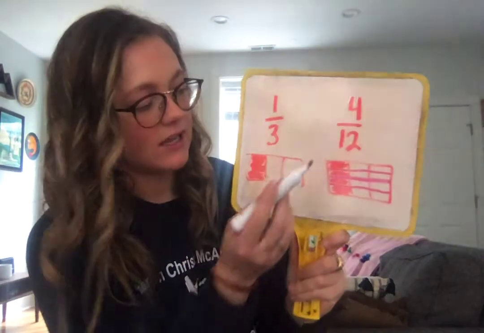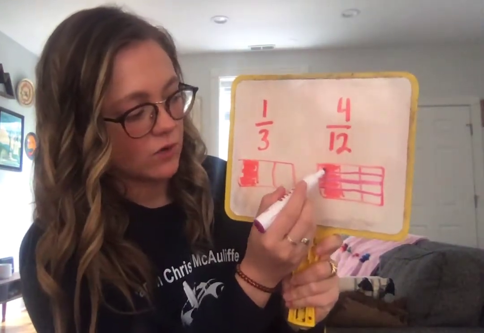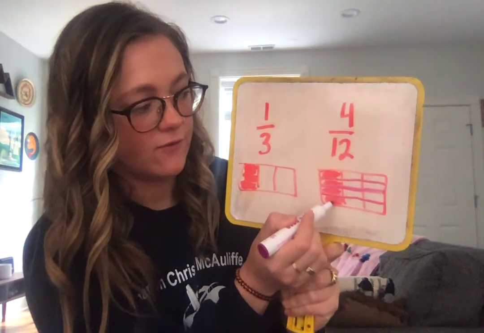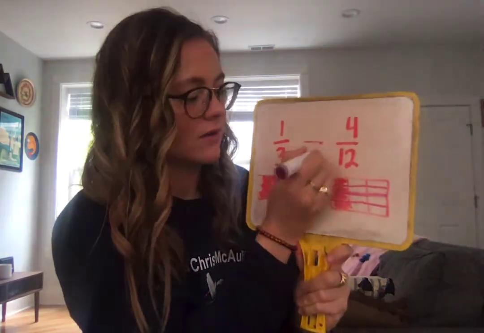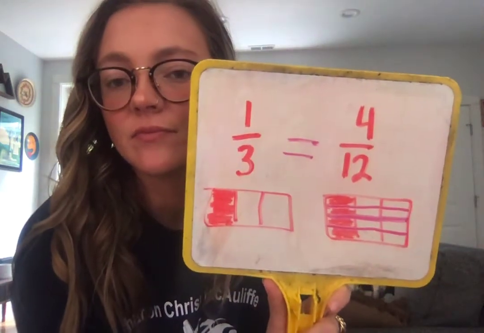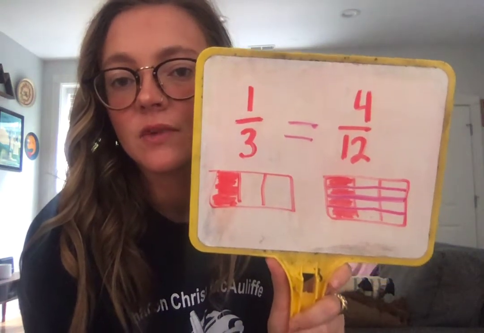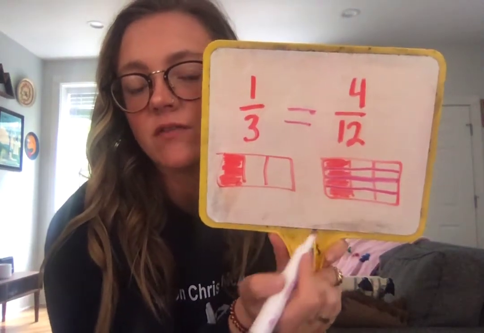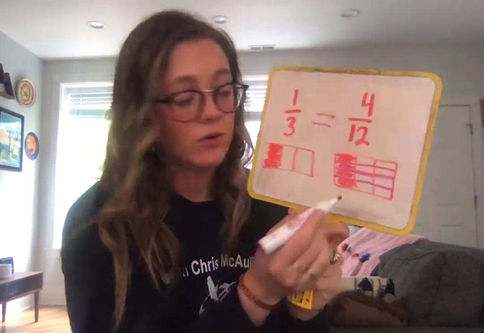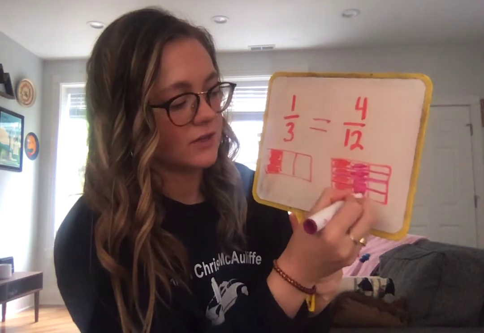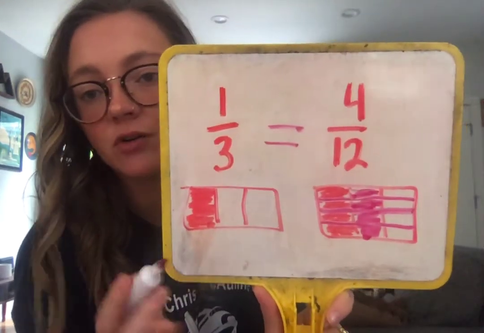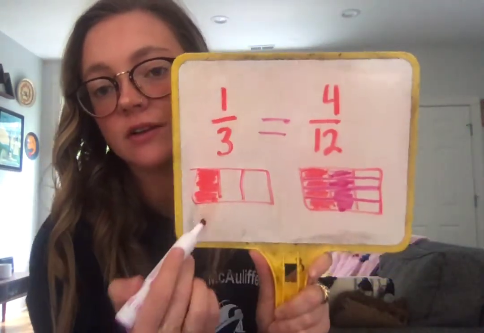And how many of my sections are colored in? 1, 2, 3, 4 out of 12. So these are equivalent, because I broke it up into 12 and 4 of them were colored in. It wouldn't be equivalent if, say, these ones were also colored in. That would no longer be equivalent because that would be 2/3 of my shape.